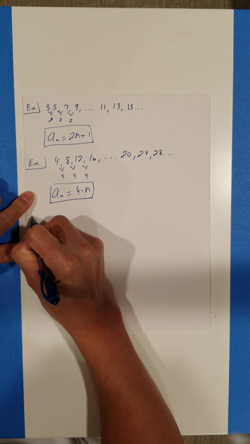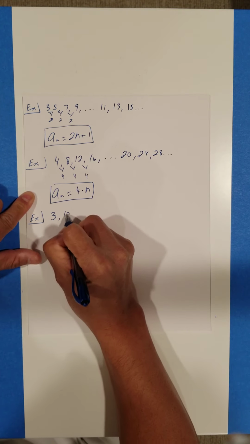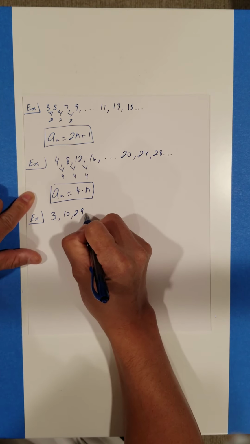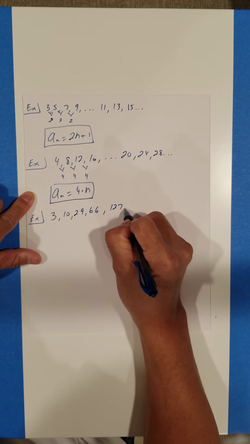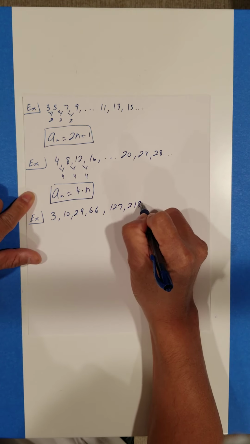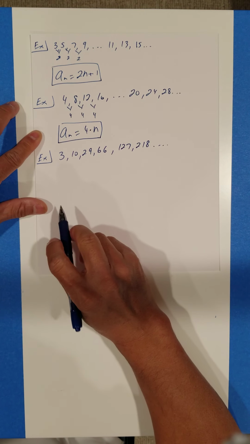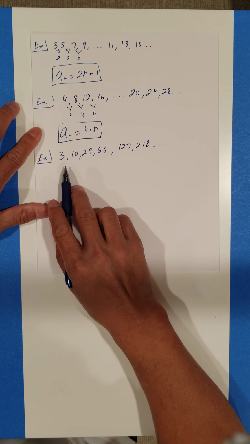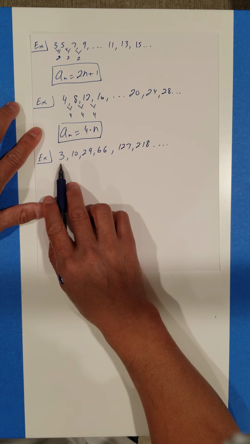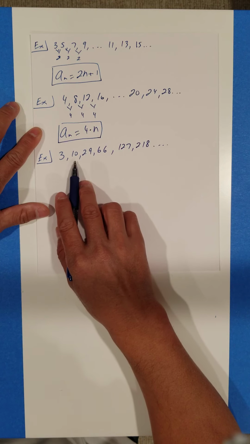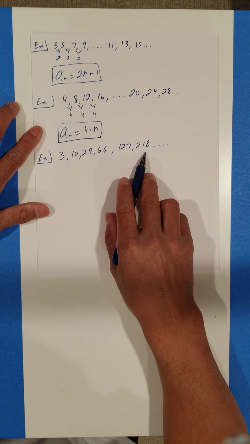Okay, so here's an example that might be kind of difficult, but you have to learn to see if you can find the pattern. 3, 10, 29, 66, 127, and 218, dot, dot, dot. Okay, so what do we notice here? Take a look at this: 3, 10, 29, 66, 127, 216.